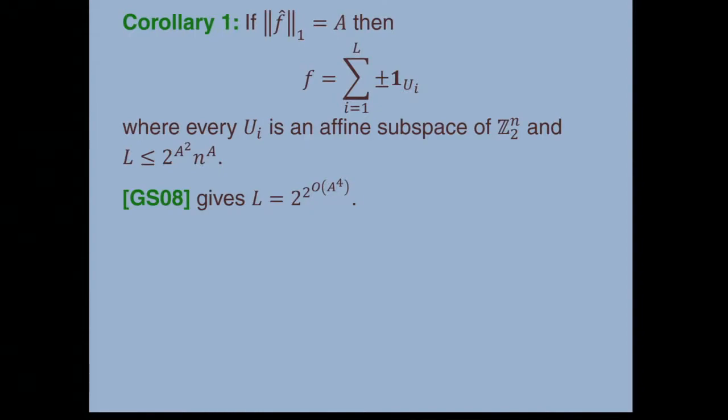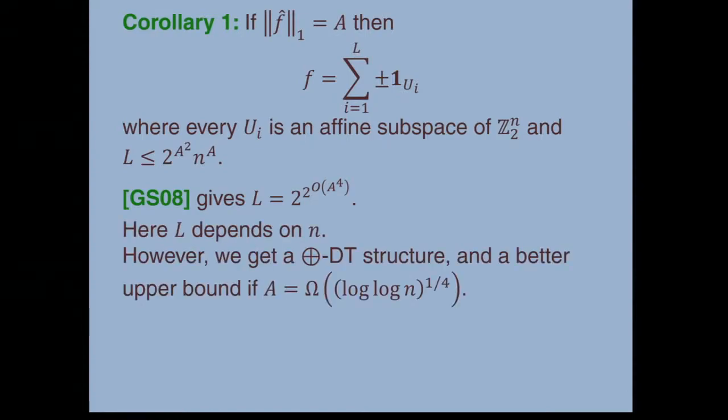I mean, it's sort of incomparable. We have dependence on n, and obviously the n functions show you can't avoid this: the size of the decision tree, even for a function with small spectral norm, must depend on n. But you get a parity decision tree, which is nice, and also if a is not super small, then this thing is better. For constant a, the Green and Sanders result is a.